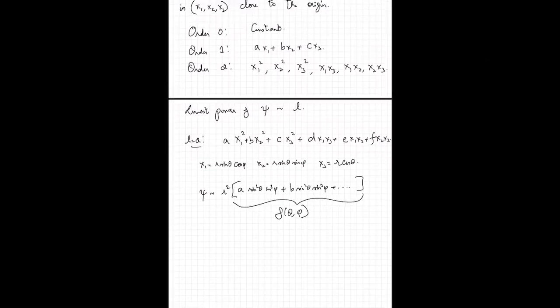Similarly, if psi is a homogeneous polynomial of order 1, I can write this as r times a sine theta cosine phi plus b sine theta sine phi plus c cosine theta.